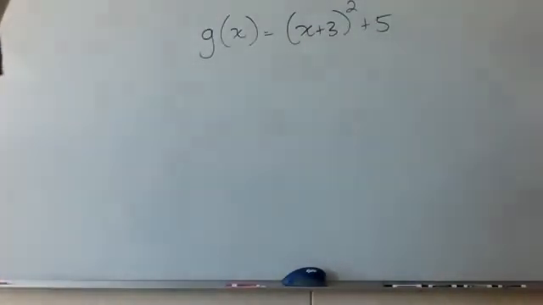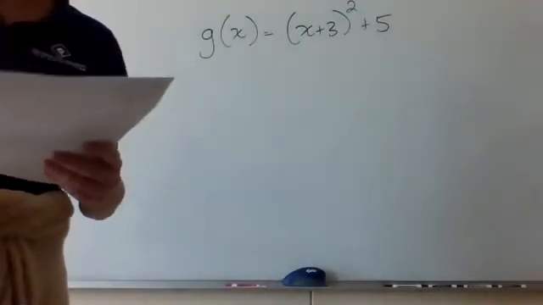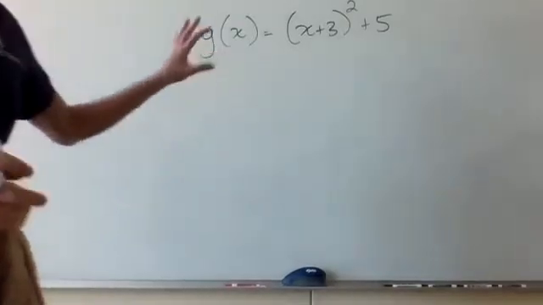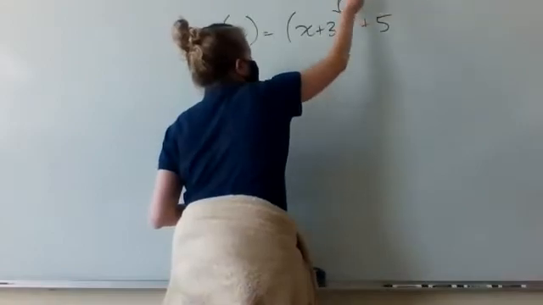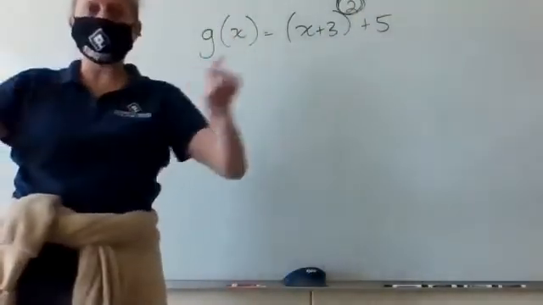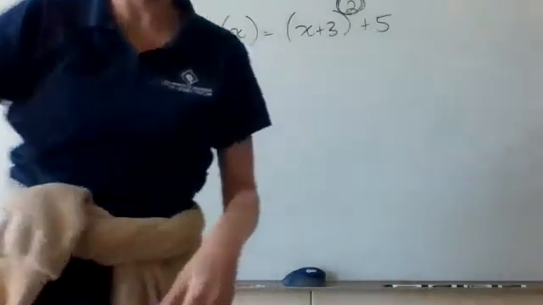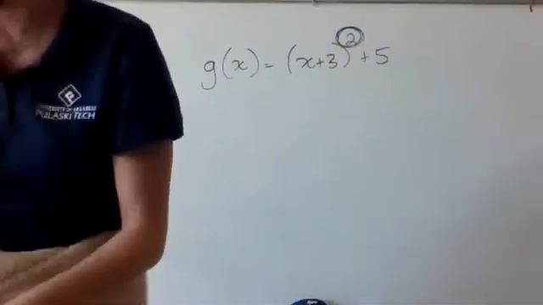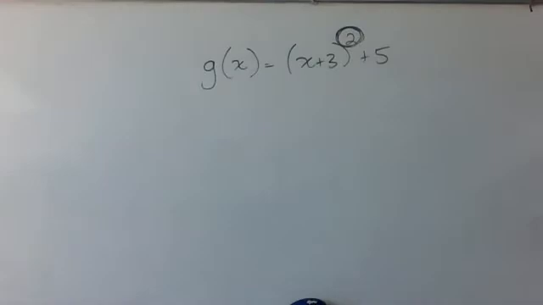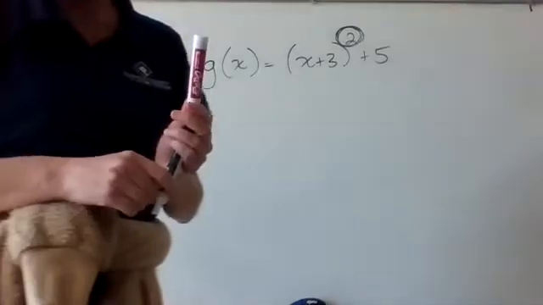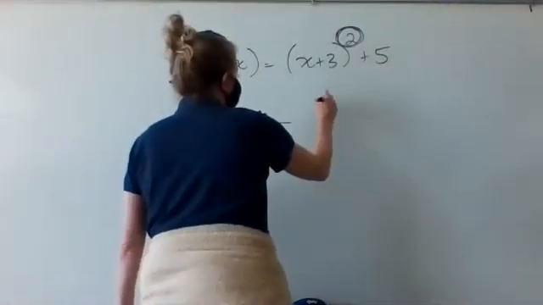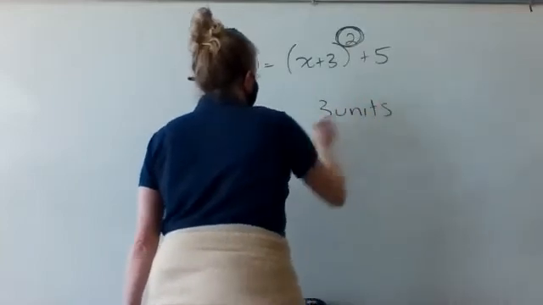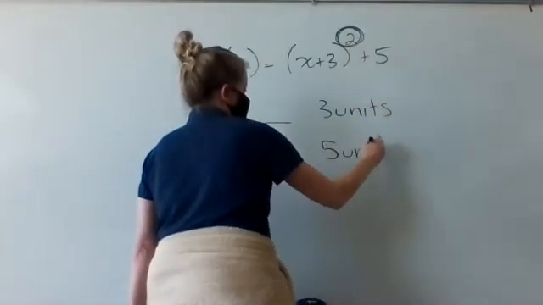Number 2 says, describe how this graph can be obtained from one of the basic graphs. So first of all, what is the basic graph that this function is going to make? This is what tells you that, right? That's what's going to give it the U shape because it's quadratic. If its highest exponent is a 2, that makes it quadratic. So now you're going to start off with the graph of x squared. And then it says you're going to shift it blank 3 units and blank 5 units.